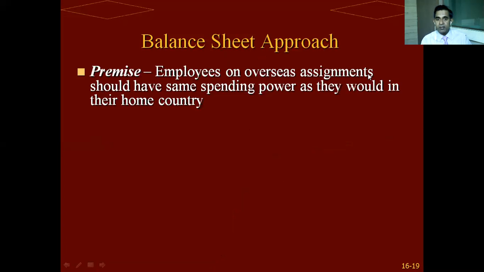Employees on overseas assignments should have the same spending power as they would in their home country. So this approach is called the balance sheet approach. So what is the assumption? Employees on overseas assignments should have the same spending power as they would in their home country is referred to as the balance sheet approach. So this balance sheet approach is used in determining the expatriate pay.